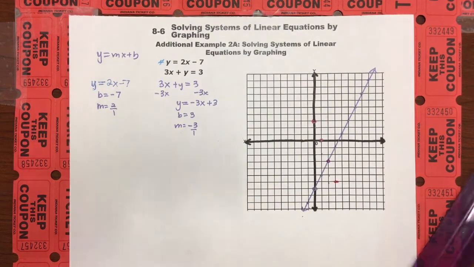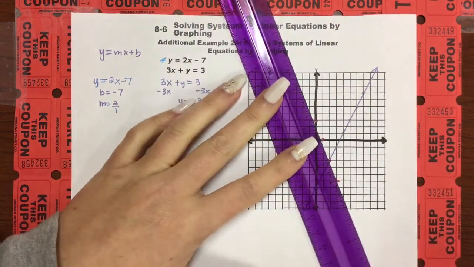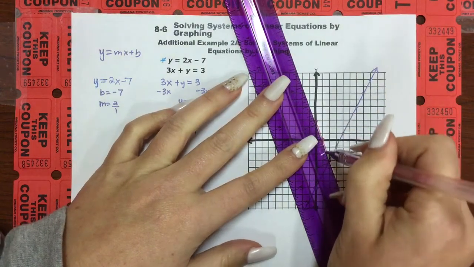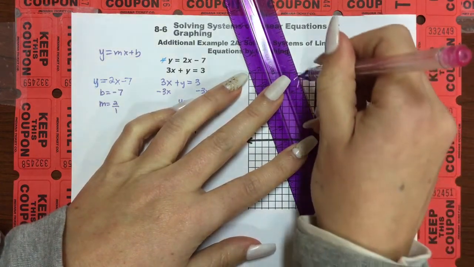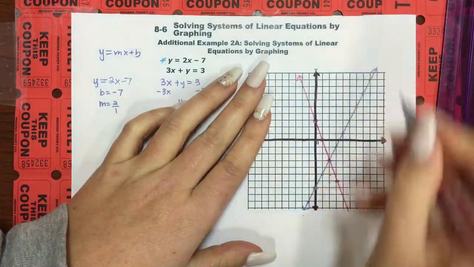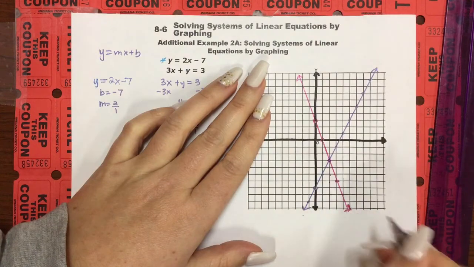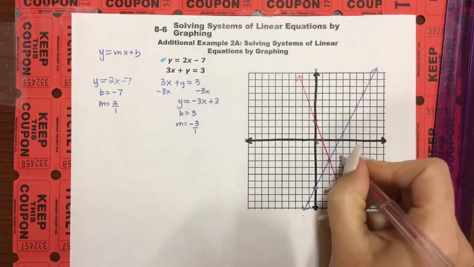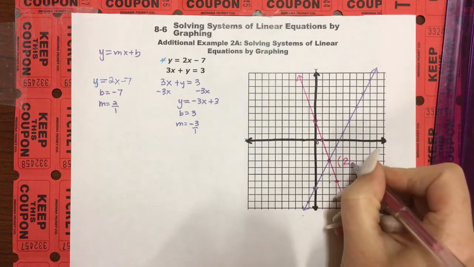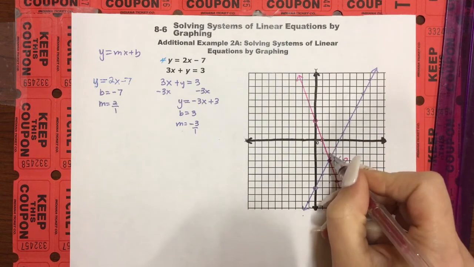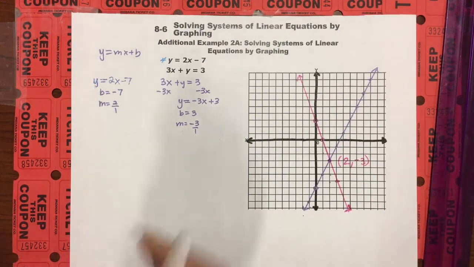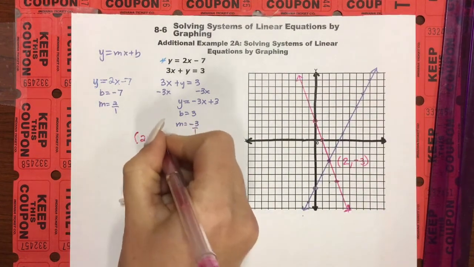Looks like I might have my point of intersection. Which is right there. Awesome. There we go. Our point of intersection is 1, 2, and down 1, 2, 3. 2, -3. So that is our solution. 2, -3.